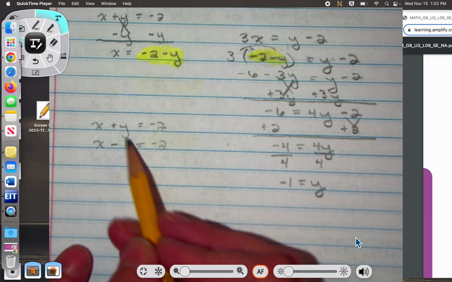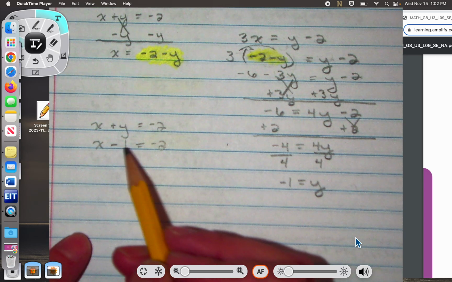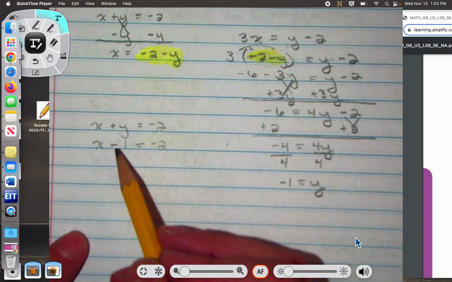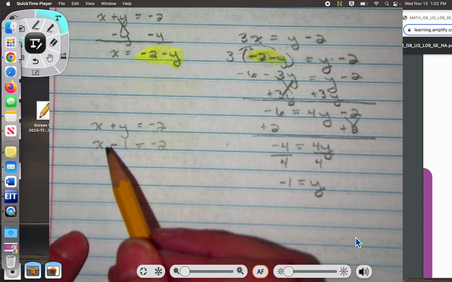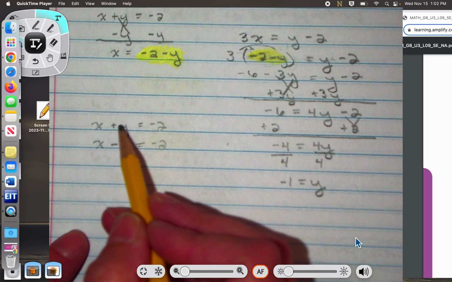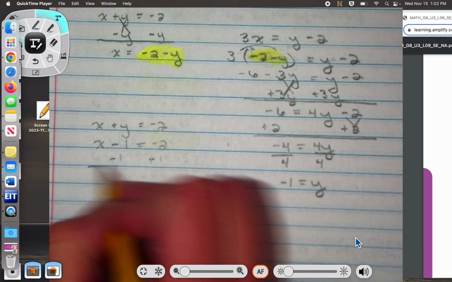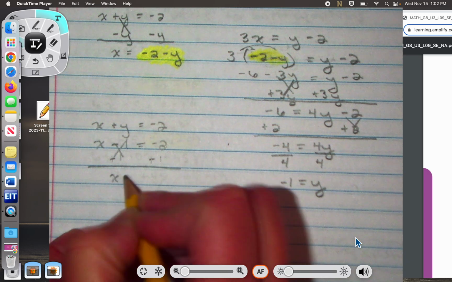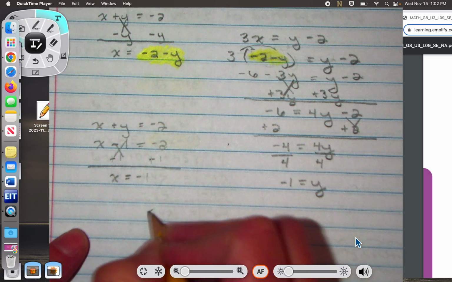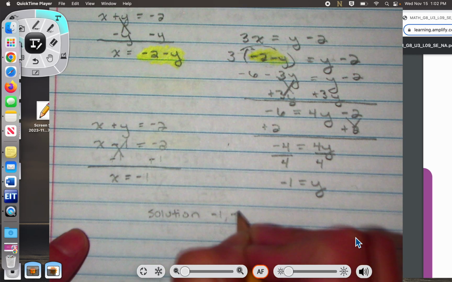So can someone tell me why this just became -1 instead of plus -1? Why, Alice? Yeah, right? So you drop the positive, it becomes negative. Add the 1 to both sides. X equals -1. So our solution is -1, -1.